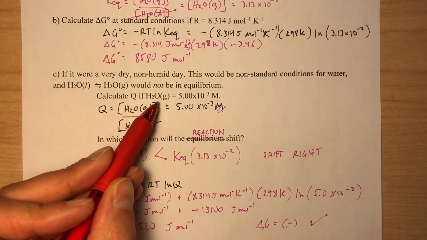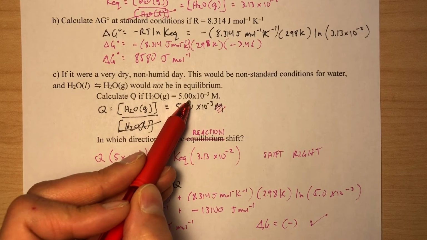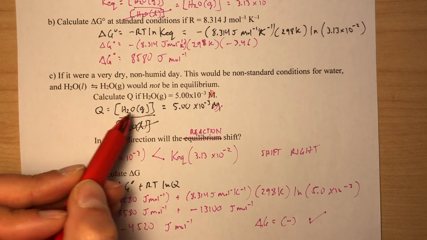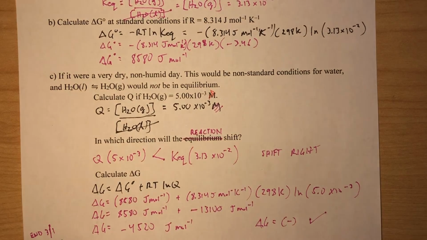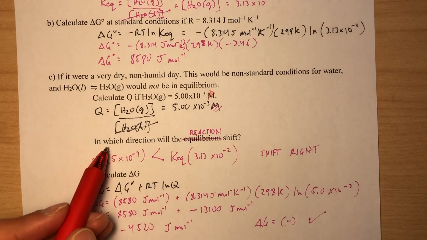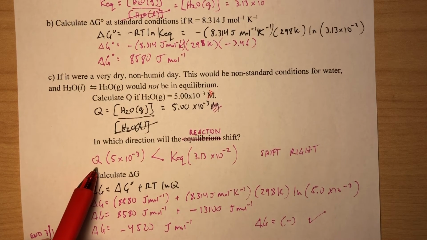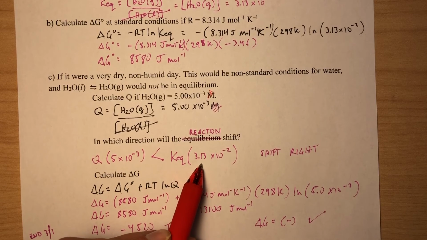We're going to calculate Q if the concentration of water in the gas phase is 5 times 10 to the negative third molar. In that situation, Q would be equal to H2O gas, which is going to just be equal to 5 times 10 to the negative third, and it is unitless, so we don't include the molar for Q. In which direction will the reaction shift? There's a typo there. Well, in this situation, Q is 5 times 10 to the negative 3, and K equilibrium is 3.13 times 10 to the negative 2.